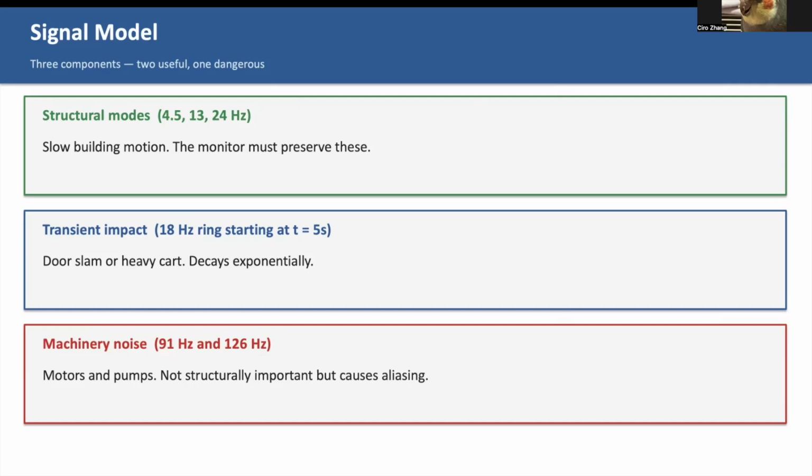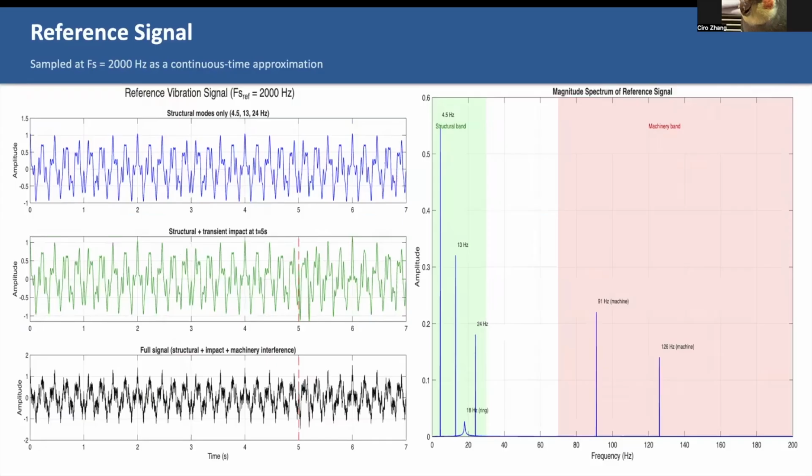So we first start by plotting these out using MATLAB. And here we can see our signals sampled at 200 hertz. We will treat that as continuous time. On the right, we can see these signals, the slow structural bands, the sudden ring, and also these high machinery bands.